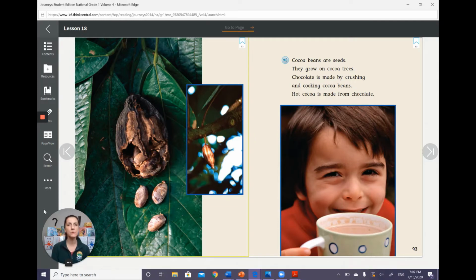Now, what do you think happens? How do they lose water? It doesn't mean they lose water like, oh my gosh, where did I put my water? That's something else, right?